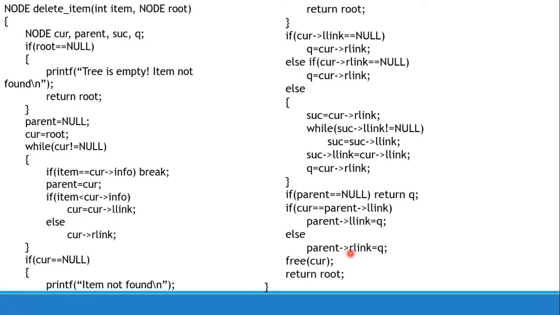Once the node q is attached to the parent, to the left or to the right, the node pointed to by current can be deleted and the address of the root node returned. The corresponding statements are free of current and return the root.